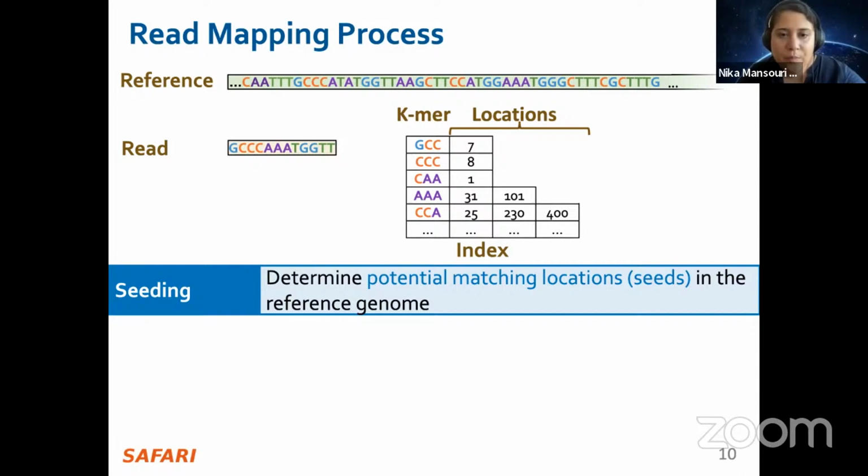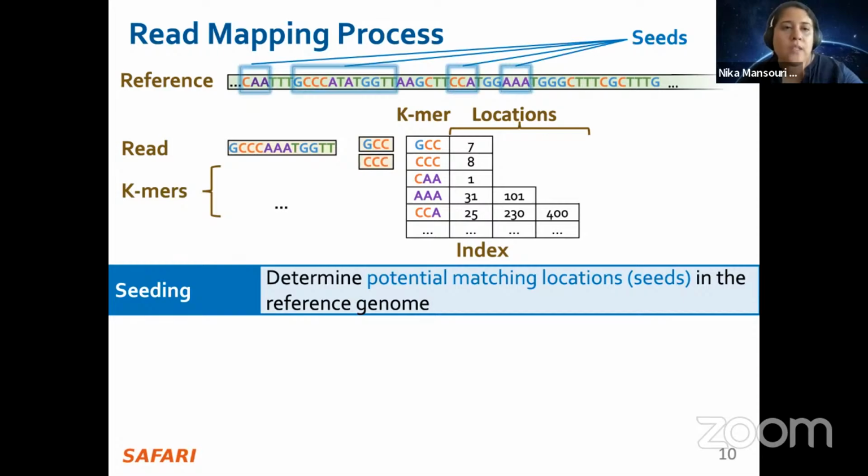Okay, cool, thanks, sorry. So in the first step, which is called seeding, the mapper determines the potential matching locations or seeds in the large reference genome to see where the read could potentially map. To do so, it generates k-mers from the read and looks up the k-mers in the index. For the k-mers that actually hit in the index, it marks the location of those k-mers in the reference genome as potential matching locations or seeds.